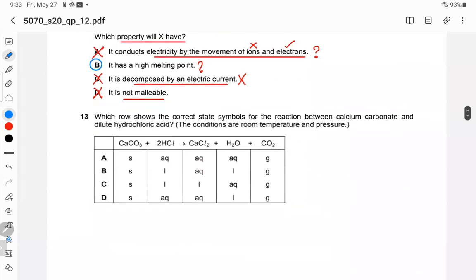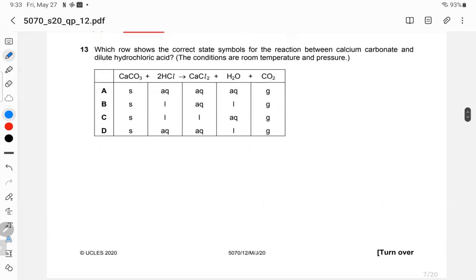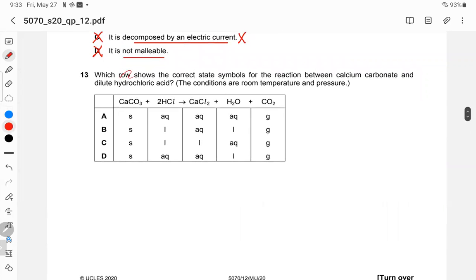Now question number 13. Which row shows the correct state symbols for the reaction between calcium carbonate and dilute hydrochloric acid? The conditions are room temperature and pressure. So calcium carbonate is solid, so all are correct. Hydrochloric acid, they have said that it is dilute hydrochloric acid, so it means it's aqueous. So these two are liquid, which makes me sure that B and C go wrong.